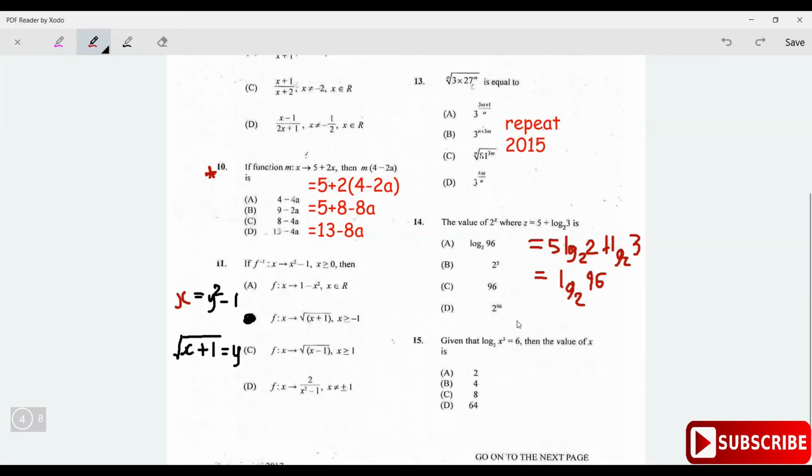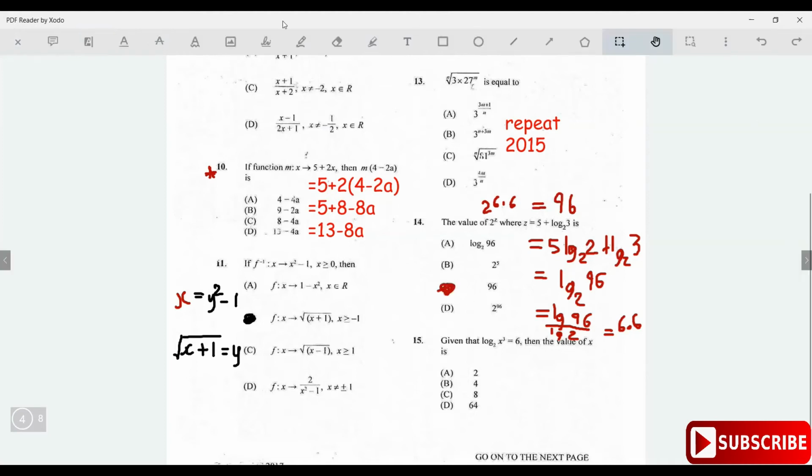And now 2 to the z, we want to find what is 2 to the log base 2 of 96. Now what I'm gonna do is change this to base 10 and rewrite it as the log of 96 over the log of 2. You put that in a calculator and you get 6.6. So 2 to the z is 2 to the 6.6, and you put that in a calculator, you get 96. Easy question.